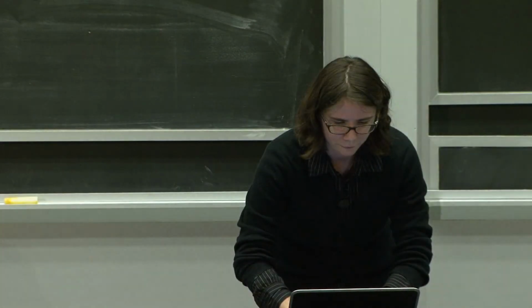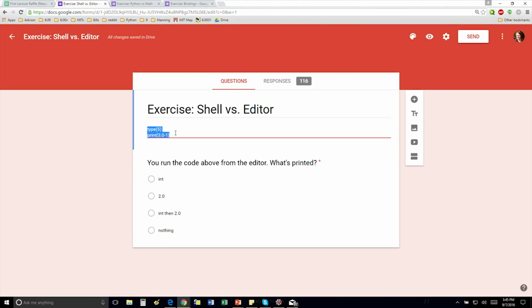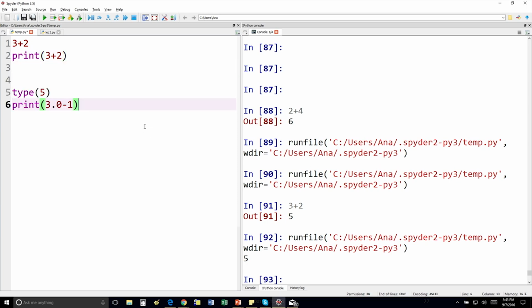So the question was, if you have these two lines right here, which I'll just put up here so it's bigger, type 5, print 3.0 minus 1, what is going to be the output? So if I run this in the editor.